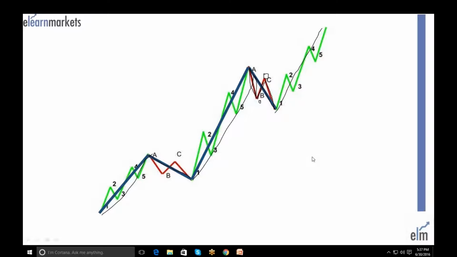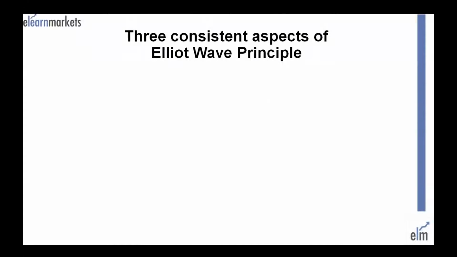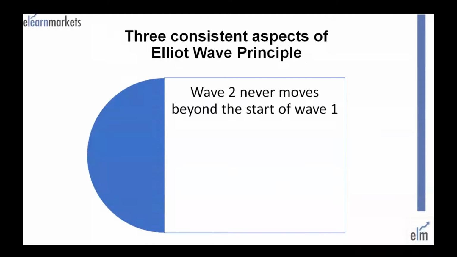Alright, so moving on, I hope I've answered the question about wave B and wave C. So we'll move on to the 3 consistent aspects of Elliott Wave Principle. The first very important aspect is that wave 2 never moves beyond the start of wave 1.